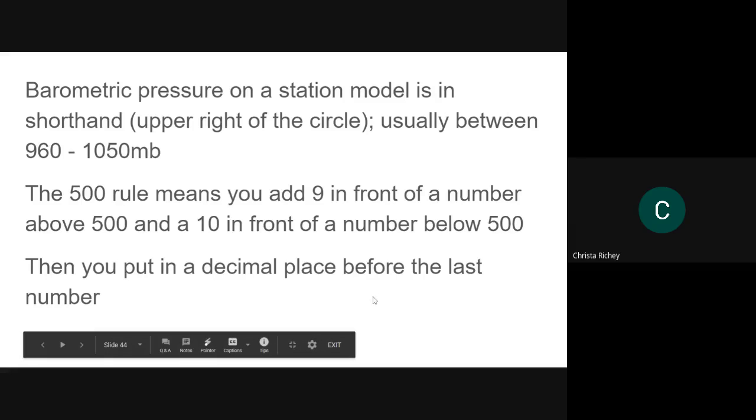Anybody still need this one? Okay. All right, you have these. The top one, are you going to put a 9 or a 10 in front of the number? It's less than 500. What do you do? You put a 10 in front, and then you put a decimal between the last two digits. That is shorthand for 1005.3 millibars.